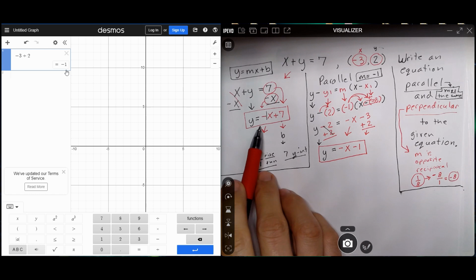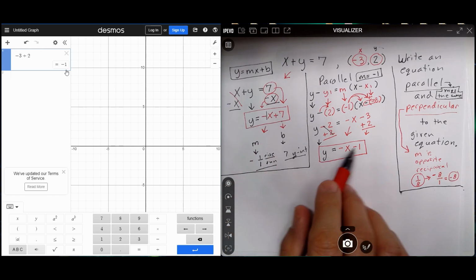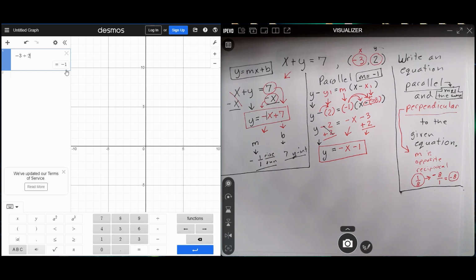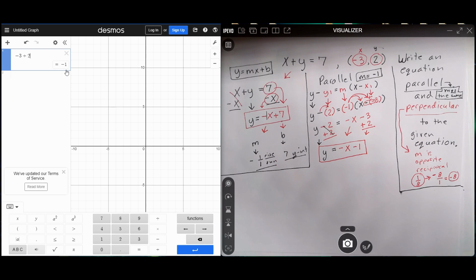So very similar to this one, we have y equals negative x plus 7. And here we have y equals negative x minus 1. So they should be parallel. And they both go through this point, negative 3, 2. So I'm going to go ahead and type that in real quick just so you can see it graphed. So I'm going to go ahead and put it in.